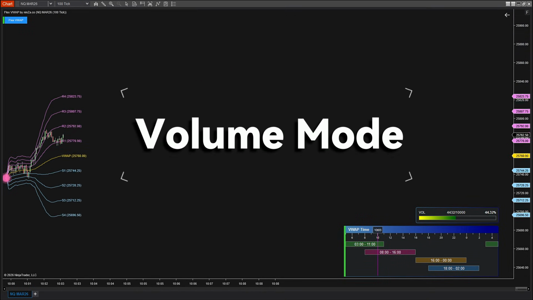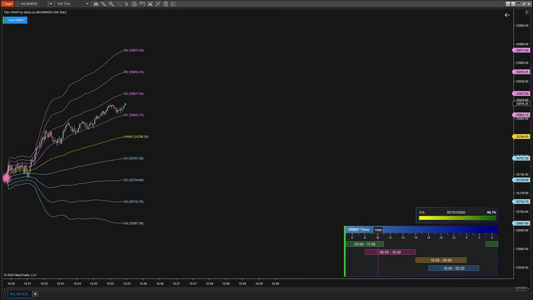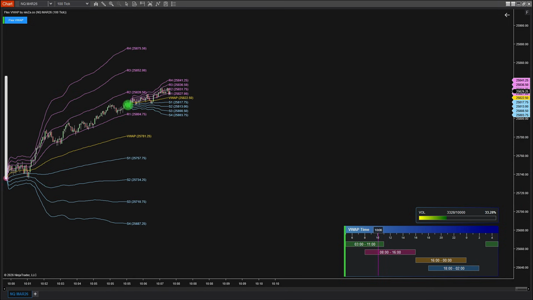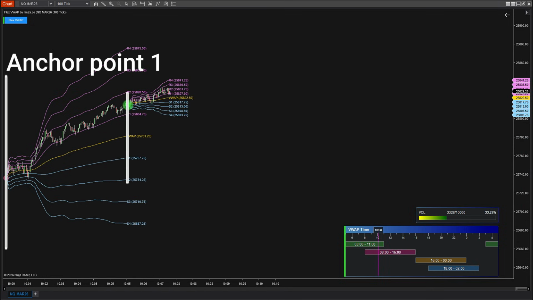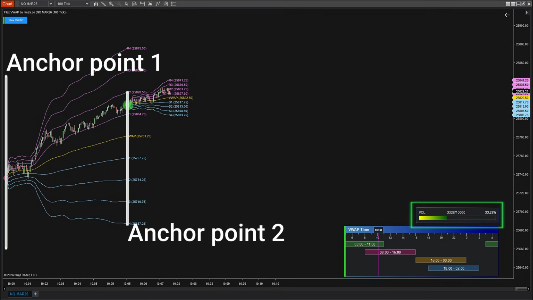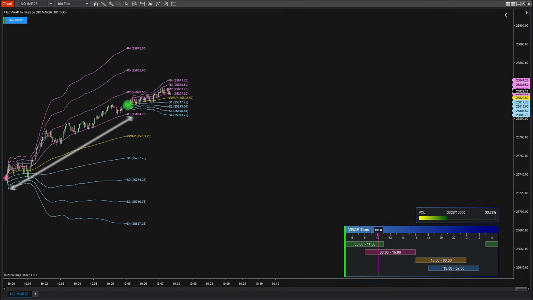Volume mode calculates VWAP based on traded volume rather than time. It exists for a simple reason. Price doesn't move because time passes. It moves because orders are executed. Instead of resetting by candles or clock intervals, VWAP resets when a defined volume threshold is reached. This allows fair value to realign with actual liquidity shifts in the market.